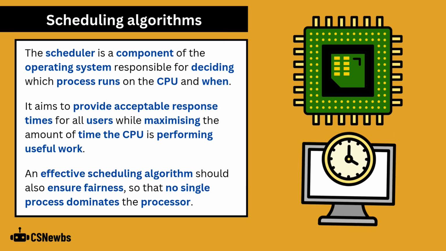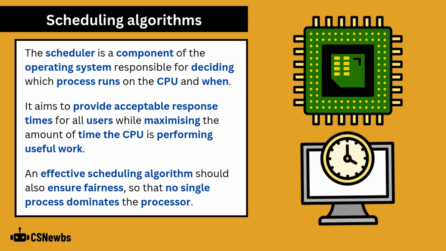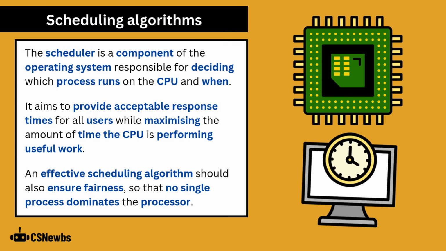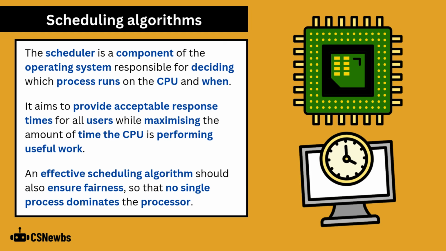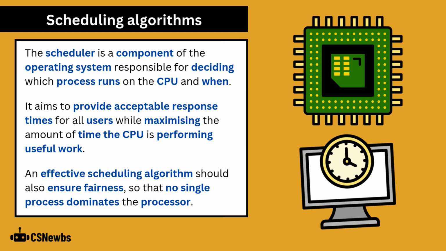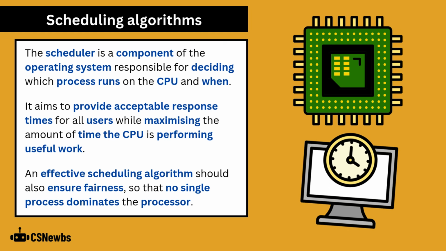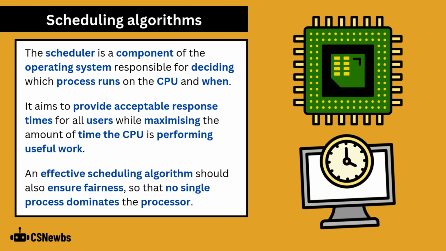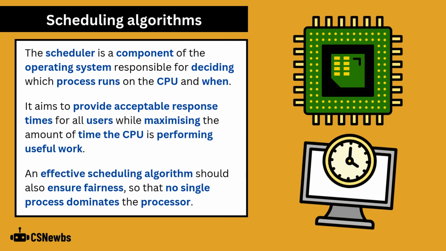The scheduler is a component of the operating system responsible for deciding which process runs on the CPU and when. It aims to provide acceptable response times for all users while maximizing the amount of time the CPU is performing useful work. An effective scheduling algorithm should also ensure fairness so that no single process dominates the processor.